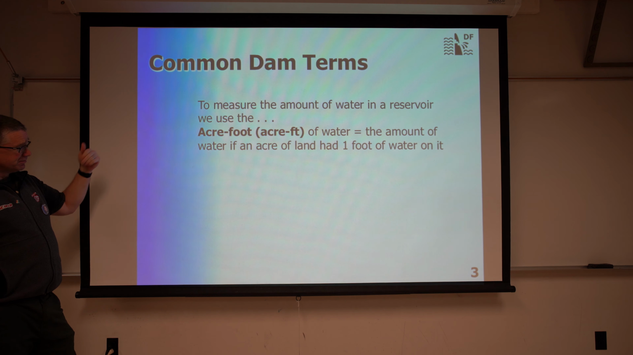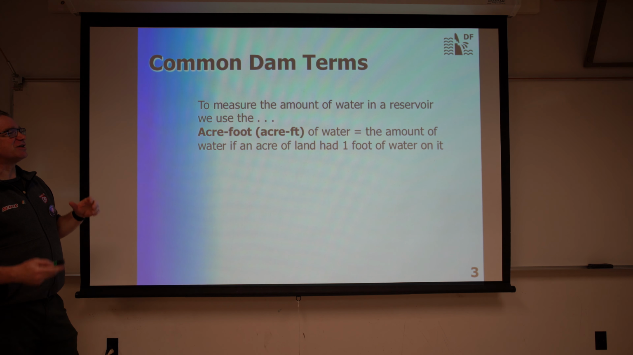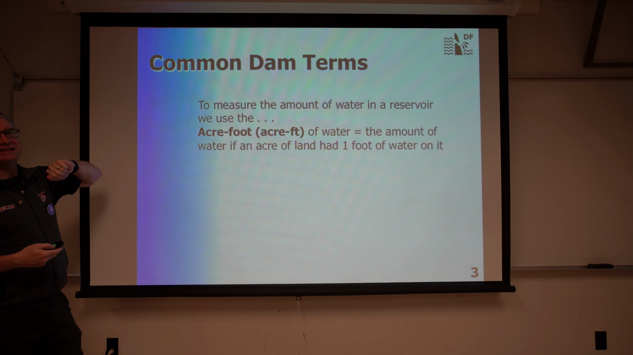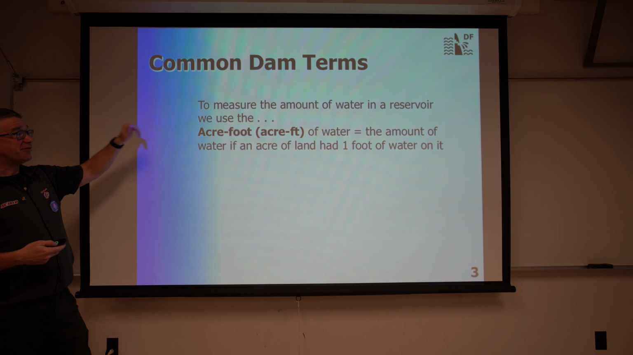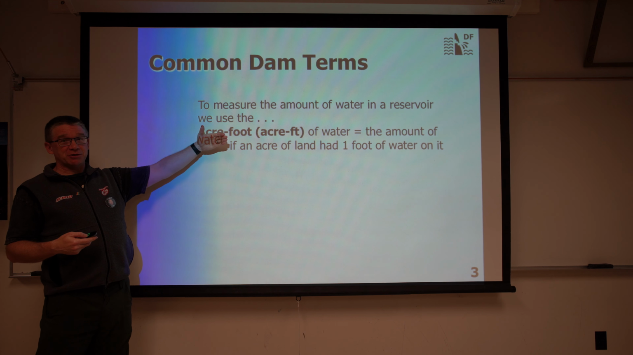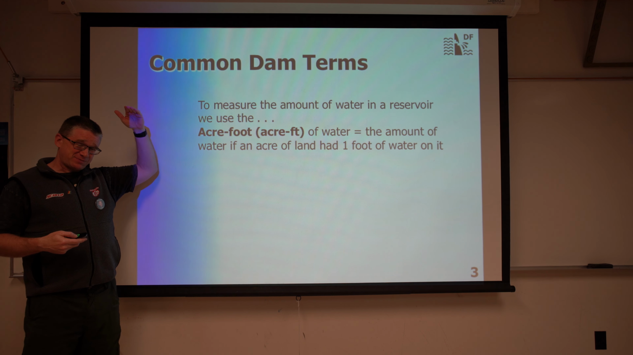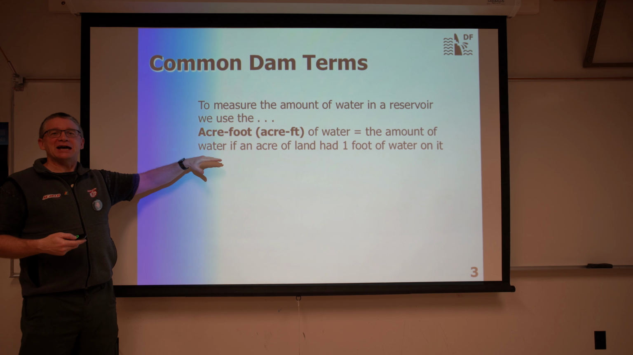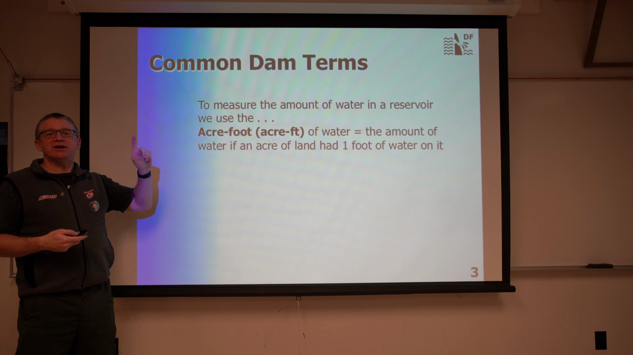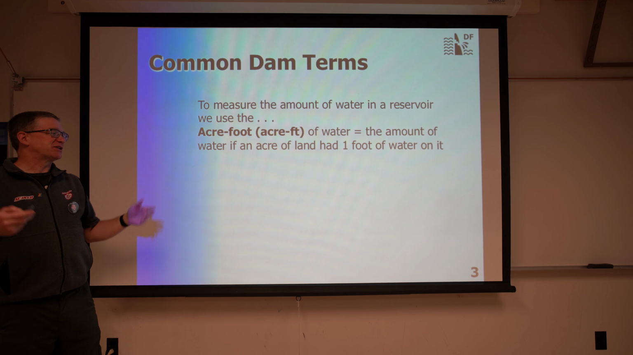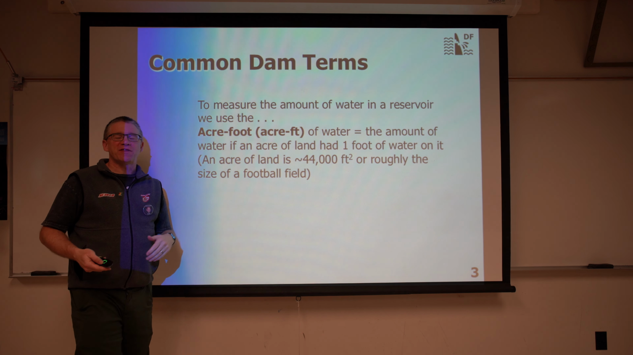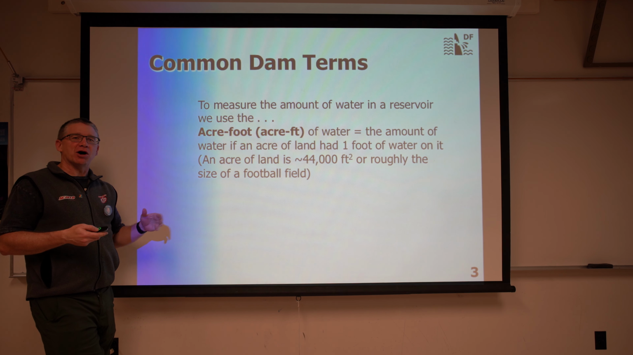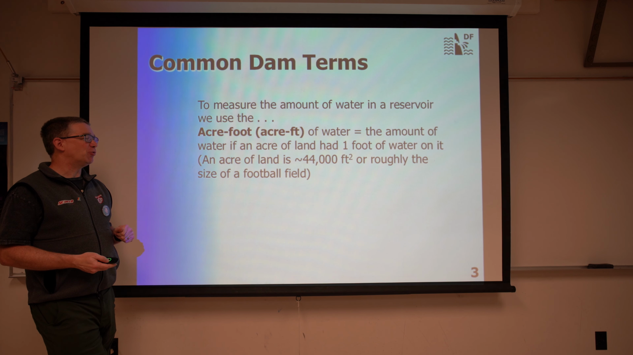All right. Another thing we want to talk about in terms of terminology about dams is how we measure the water in the reservoir. The unit that we use is what's called an acre-foot of water. This is the amount of water that would be on 1 acre of land if it was flooded 1 foot deep. That would be 1 acre-foot of water. For perspective, an acre of land is about 44,000 square feet, roughly the size of a football field. Flood that with 1 foot of water, that's roughly 1 acre-foot of water.